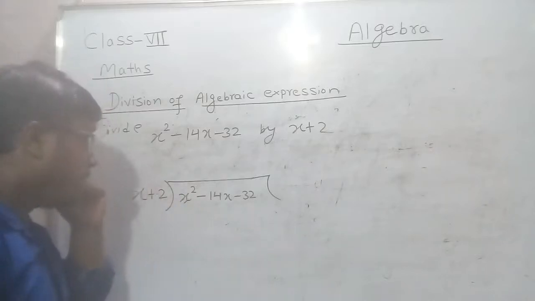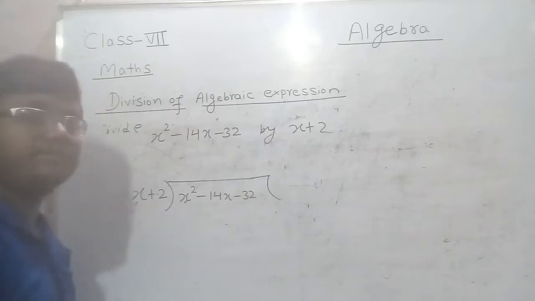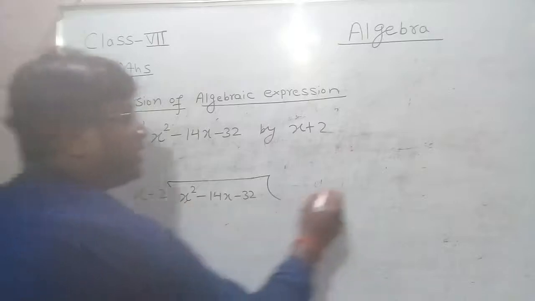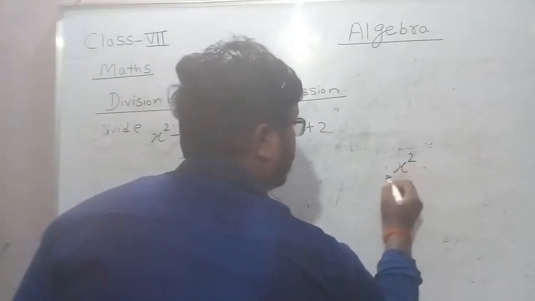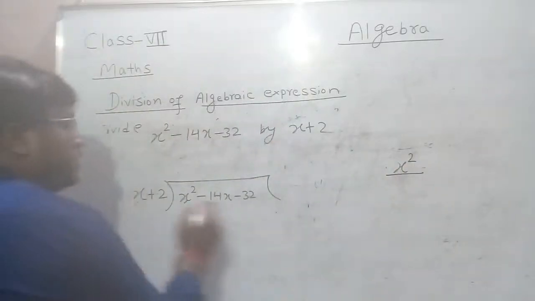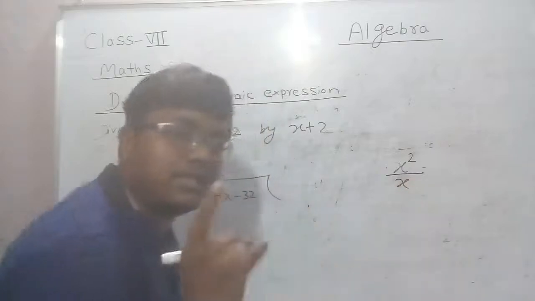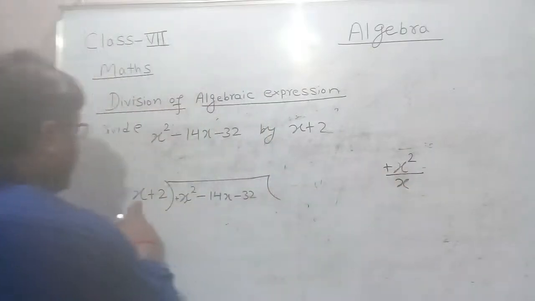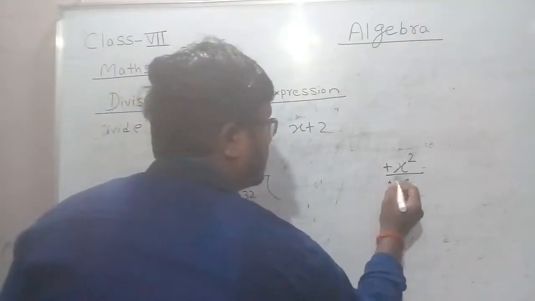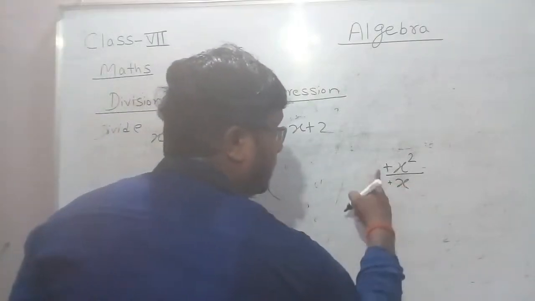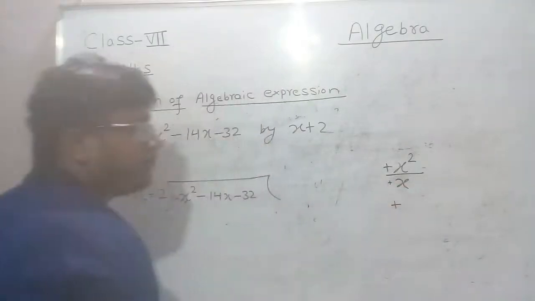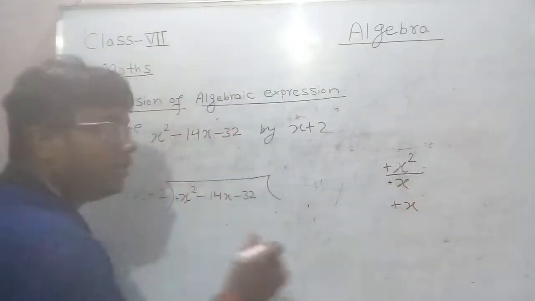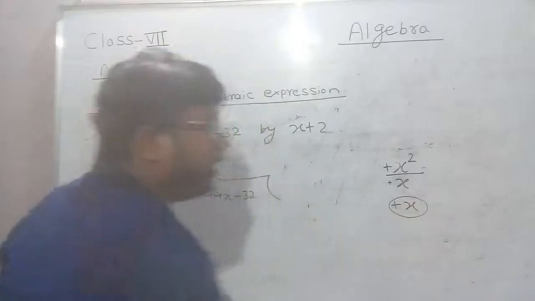Okay, so let's divide first term by first term. First term is divided by first term, that is here x square. Let's divide it. Okay, x square divided by first term x, with sign also. Consider the sign also. Here it is plus, so plus x square is divided by x. Plus divided by plus is plus. X to the power 2 divided by x, that is your x. So we are getting the hint here.